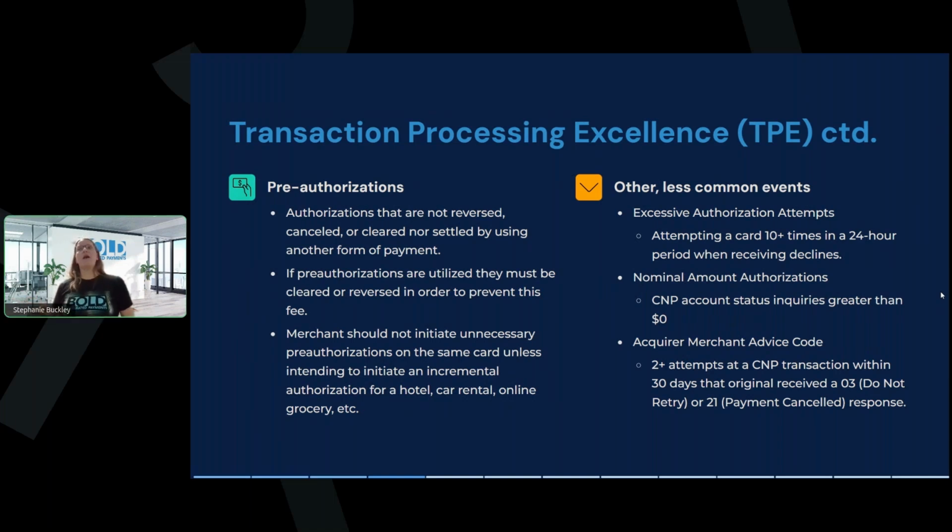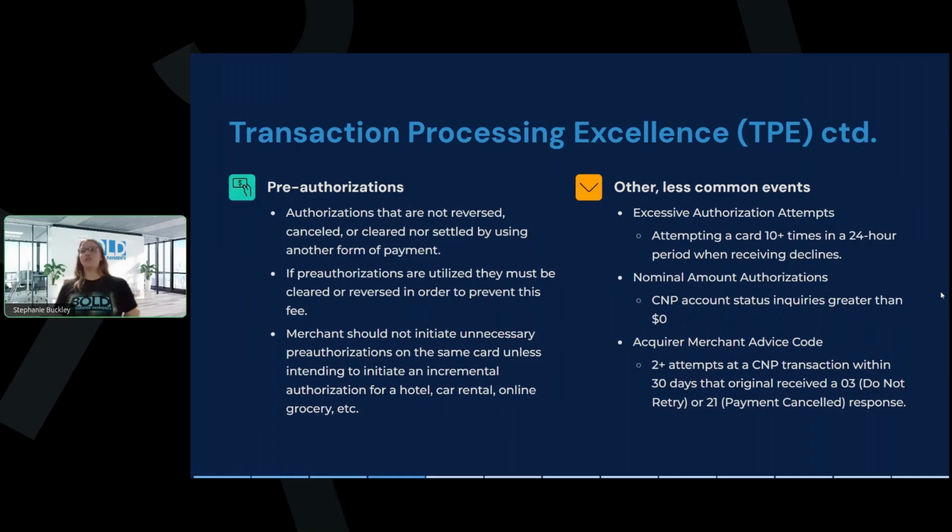And then other less common events, so excessive authorization attempts. This is going to be a lot of times, for the most part, having to do with card testing situations. So a bot or some sort of fraudster gets access to card information and they start attempting transactions over and over again on accounts to see if they will successfully go through. And if you attempt a card 10 or more times within a 24-hour period and it's declining each time, then that is when the excessive authorization attempts fee billing event will be the one that's present.